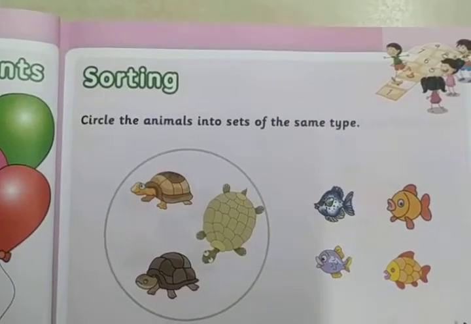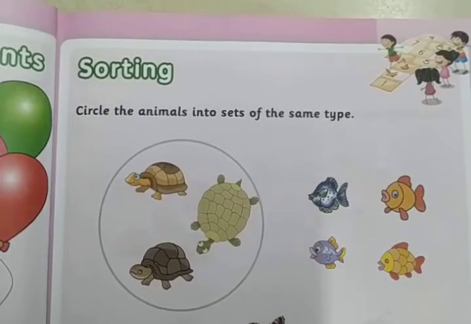Here, sorting is there. Sorting means the same set of pictures. For example, you have chocolates, biscuits, marbles, all together put on one side. You need to sort them. All the chocolates you make one side, all the biscuits you make one side, and all the marbles you make one side. This is called sorting.